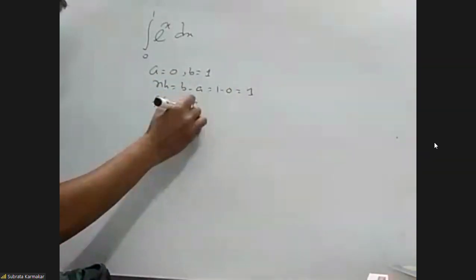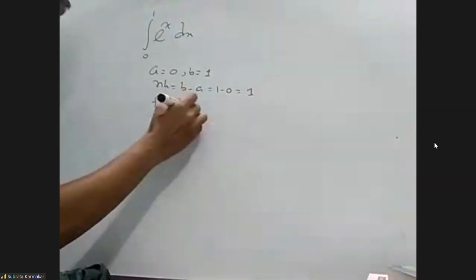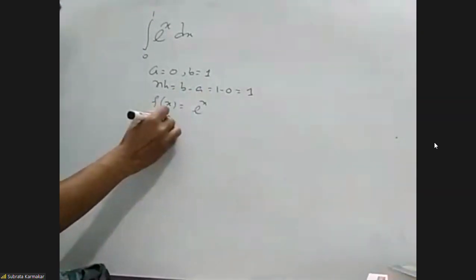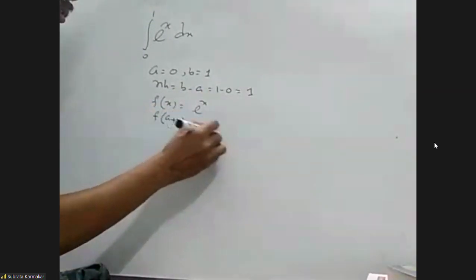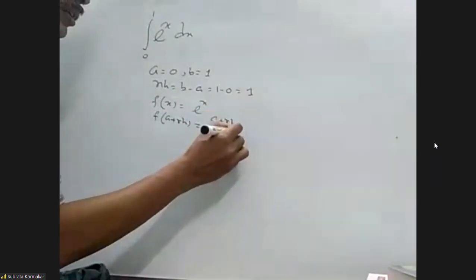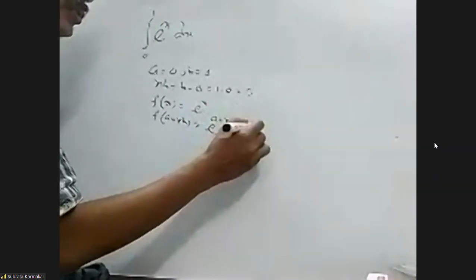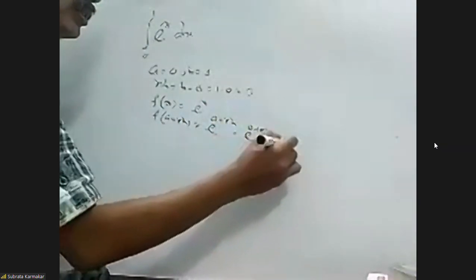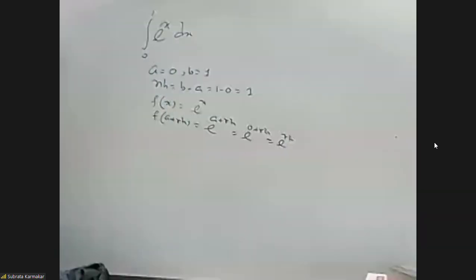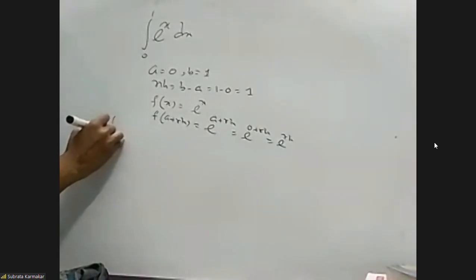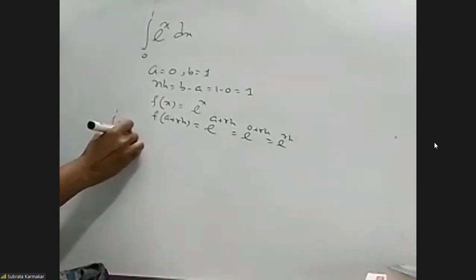f(x) here is e to the power x. f(a + rh) is e to the power (a + rh). With a = 0, it is 0 plus rh, so e to the power rh. Clear up to this? Now, from the definition, integration 0 to 1 e to the power x dx.